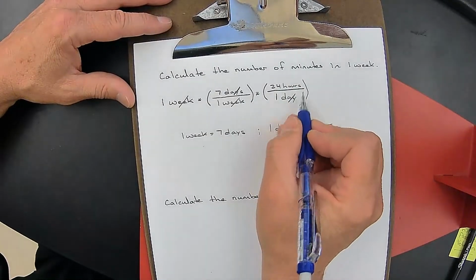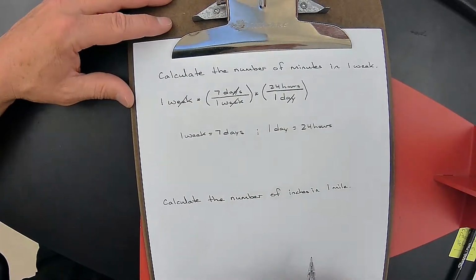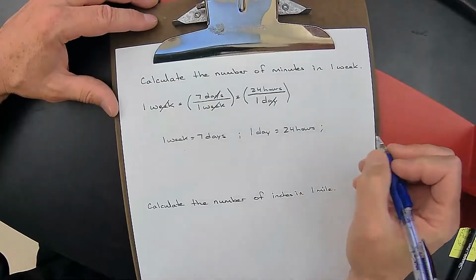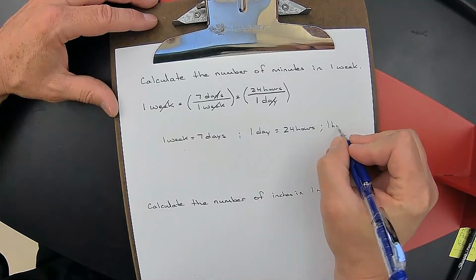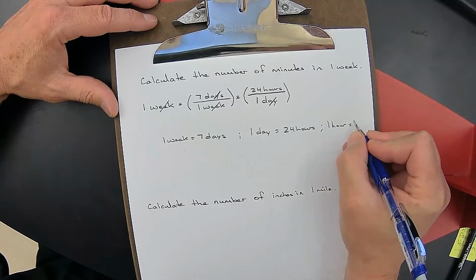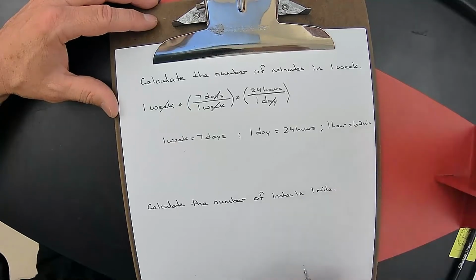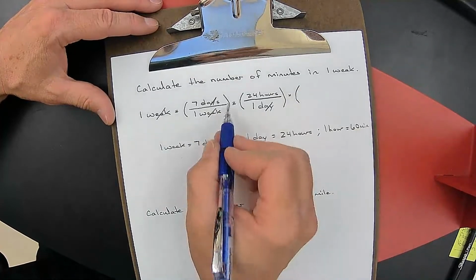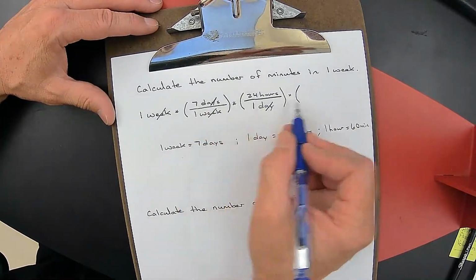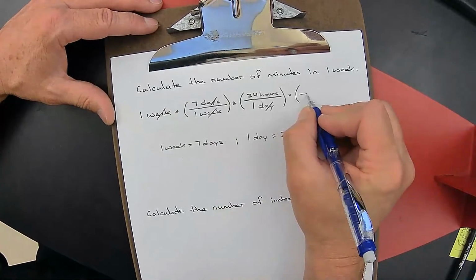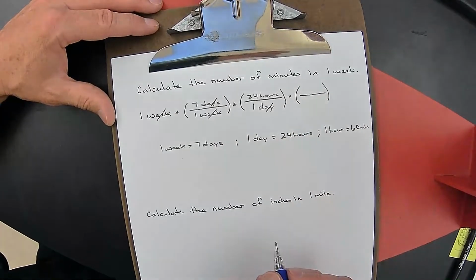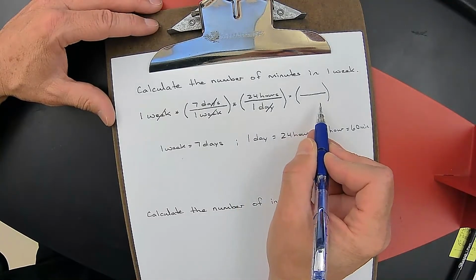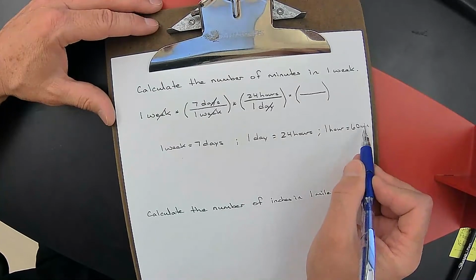Now my answer would be in units of hours, but they didn't ask me for units of hours, they asked me for units of minutes. So I'm going to make another conversion factor. I know that 1 hour is equal to 60 minutes. So now I make another conversion factor. Sometimes our conversions are only 1 step. Sometimes, like this, there's 3 steps. So I put my conversion factor in. Because I have hours on the top, I know that the units of hours are going on the bottom.